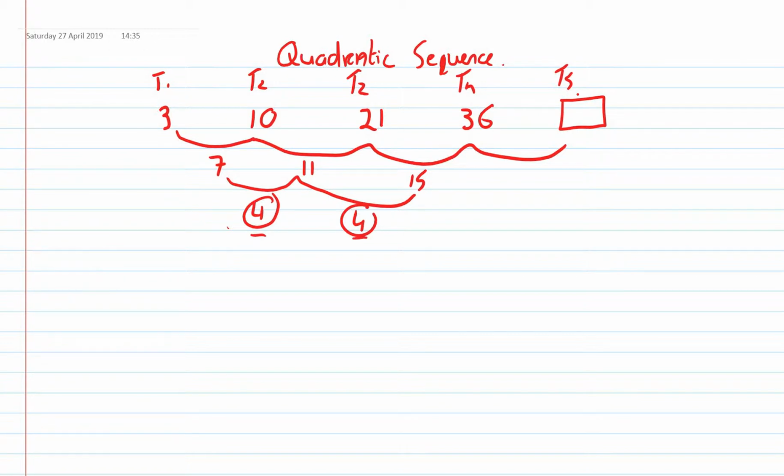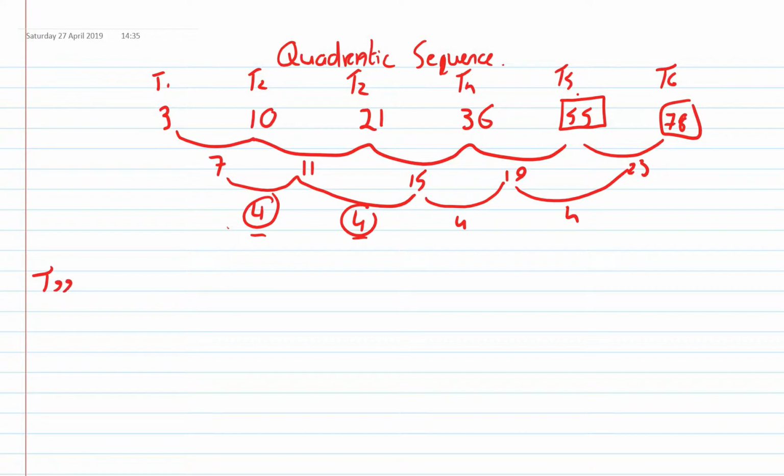By this logic then, I can say, well, the next jump, 15 will bring us to 19, and then 36 plus 19 is 55. Okay? If I wanted to get to T6, then just think of it this way, we'll draw in our arcs. 19 plus 4 is 23, and 55 plus 23 is 78. Okay? What if I wanted, though, T99?